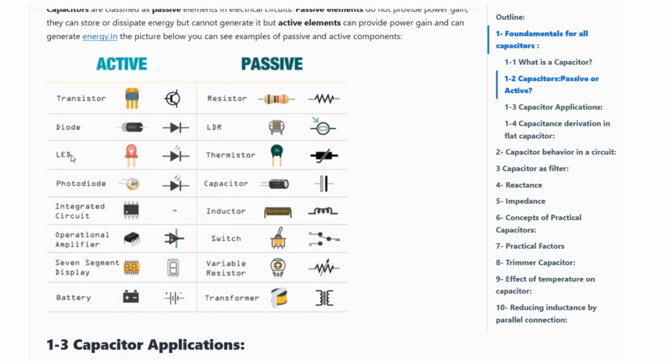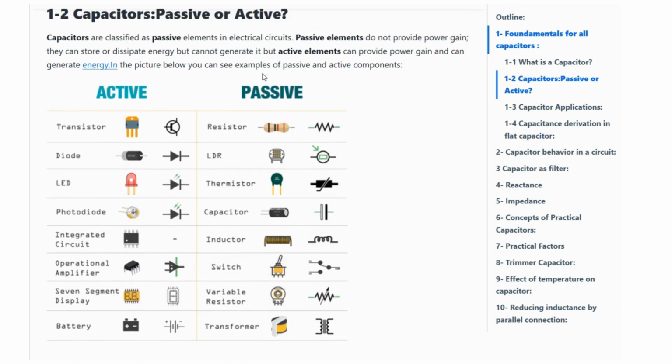And as you see in this picture, there are some active elements and passive elements. And the capacitor is right here in the passive elements. So a capacitor does not provide power gain and it can just store or dissipate energy.